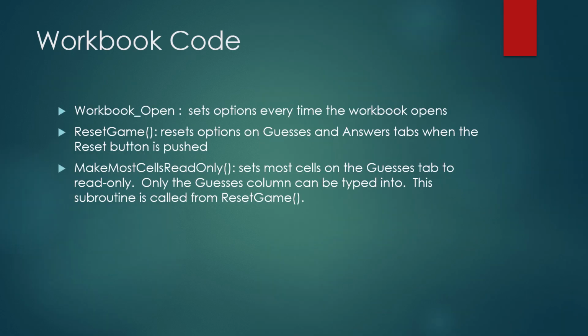The code associated with the workbook does two things. It sets options when the workbook is opened, and it reacts to when the reset button is pressed. Once the reset button is pressed, it calls the sub called reset game, and it resets all the options on the guesses and answers for a new game. From the reset game sub, it calls the sub make most cells read only, which sets most of the cells on the guesses tab to read only because you only want the cells in the guesses column to be typed into.